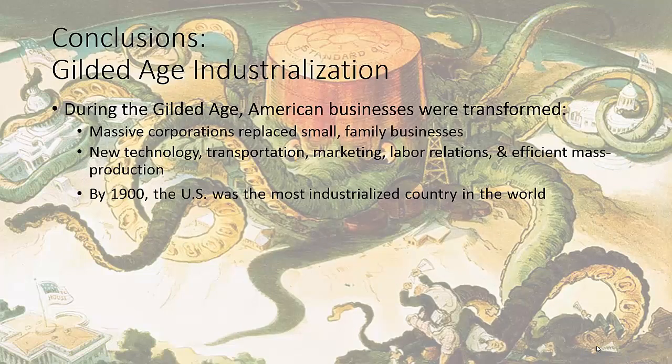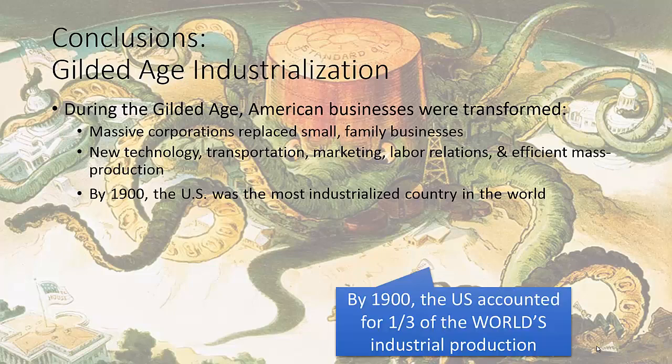So in conclusion, massive corporations are increasingly replacing small family businesses, and new technology, transportation, and marketing lead to a lot more efficient production, but also problems with labor regulation. And by 1900, all of this has really helped to make us the most industrialized and richest country in the world. So much so that by 1900, the U.S. accounted for a third of the entire world's industrial production.